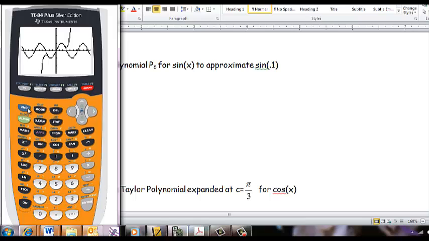Now if we want to estimate sine of 0.2, as long as we're using the same function, same Taylor Maclaurin polynomial set around 0, all I would do is just plug in 0.2 everywhere I see 0.1, everywhere you see x. It's the exact same thing.